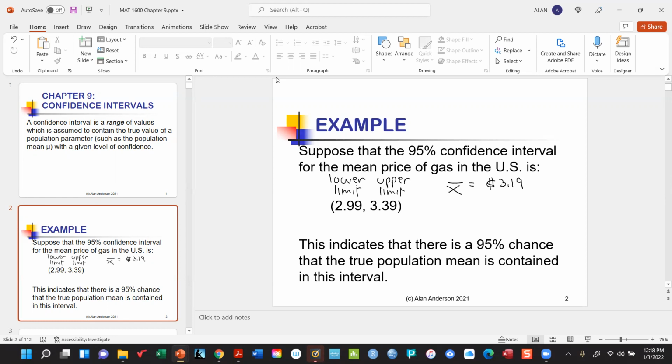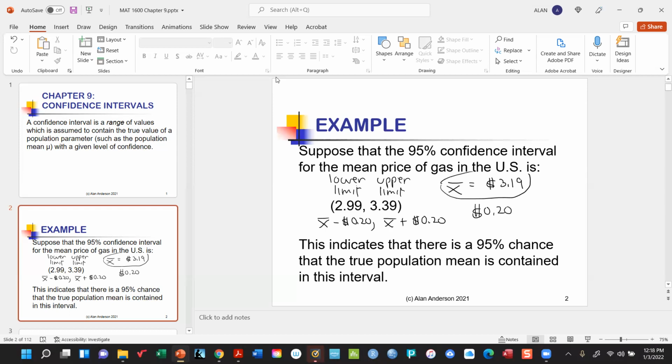So the lower limit, if you notice, is X bar minus 20 cents. And the upper limit is X bar plus 20 cents. So that 20 cents represents our uncertainty about the sample mean. We're saying, listen, the average appears to be 319, but we're willing to allow for the possibility that it could be as little as 299 or as much as 339. We know that we didn't go to every single gas station in the country when we did this.